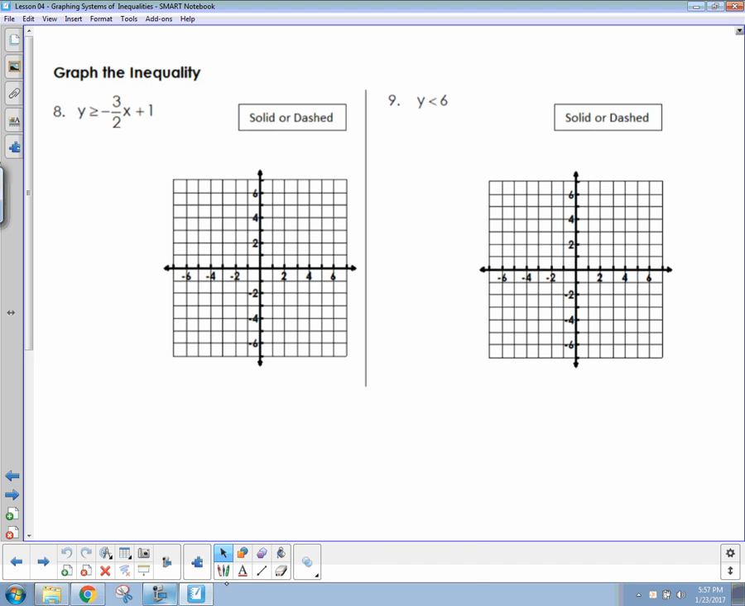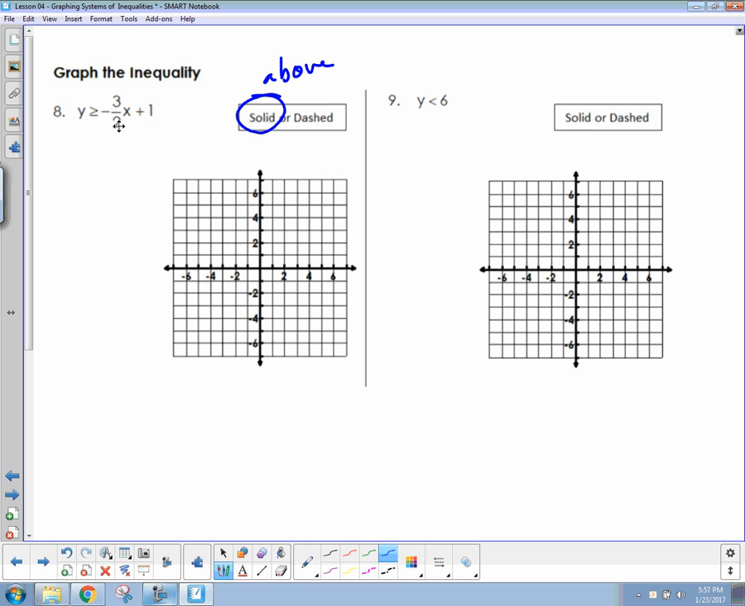Let's review these inequalities since we haven't seen them in forever. Remember, you're still going to graph these like you would a normal equation, but this time we have to deal with whether it's solid or dashed and which side we're going to shade. Just by looking at this inequality, I know it's going to be solid because of that little line underneath. And since it's greater than, I know I'm shading above.